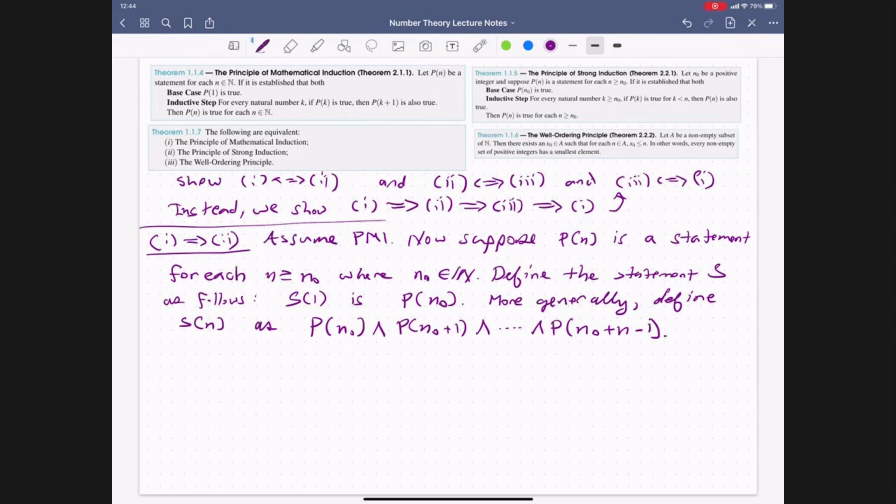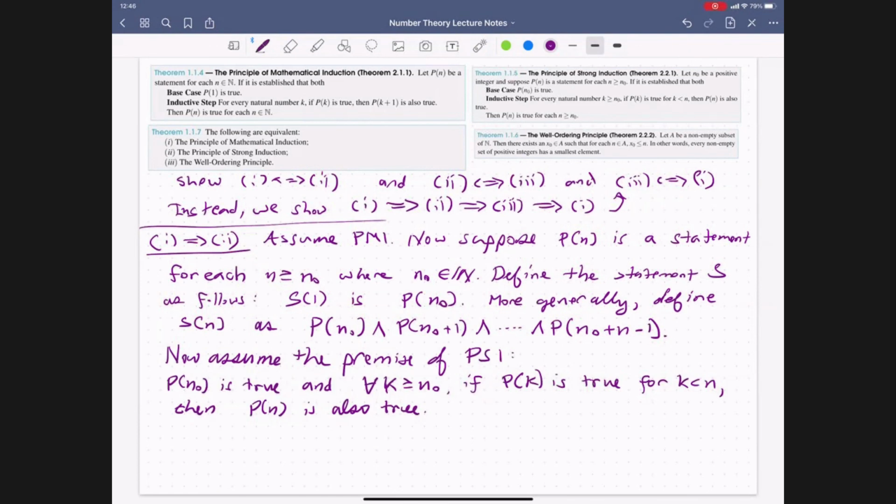So now that we have our statement, what we want to do is assume the premise of the principle of strong induction. So we have the base case and inductive step, and we want to show that then P of n is true for each n greater than or equal to n naught. So I'm going to go ahead and write these down over here. Okay, so here is the premise rewritten.